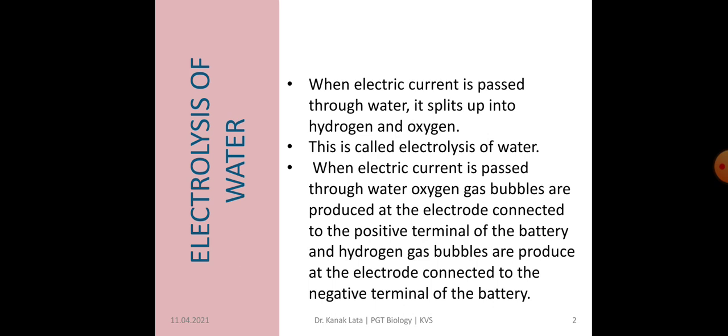Whenever electric current is passed through water, oxygen gas bubbles are produced at the electrode connected to the positive terminal of the battery. Why? Because oxygen has a negative charge, and unlike charges attract, so oxygen is attracted toward the positive terminal of the battery. Whereas hydrogen gas is produced at the electrode connected to the negative terminal. Why? Because hydrogen has a positive charge, so it will always be attracted toward the negative terminal of the battery.